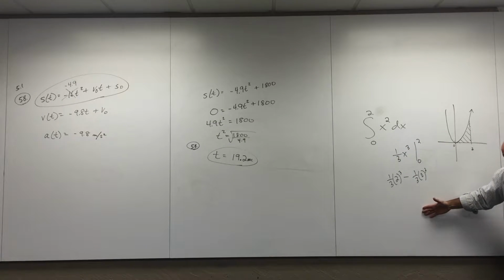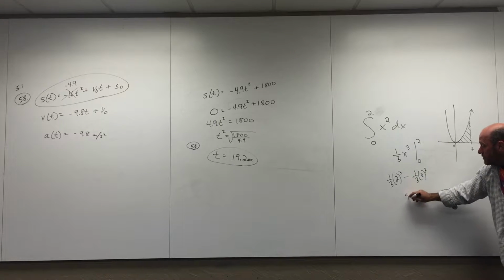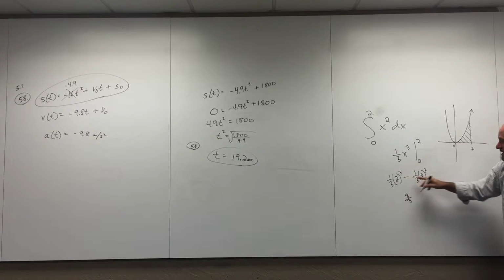And what does that number represent? The area under the curve, right? It does. Most times. Anyway, this is 8/3 is what this is. That's 8/3 minus 0.